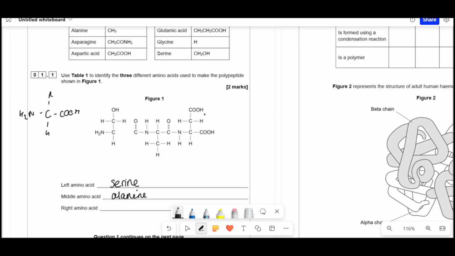Then if we look at the very last one, again we're looking for the same pattern: a C bonded to an N, a COOH and an H. That's the core of it, and then there's the R group. So that last one is aspartic acid.